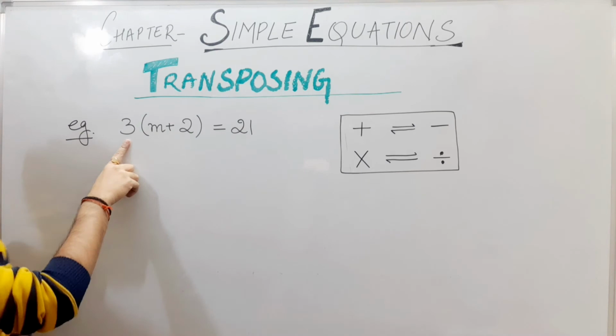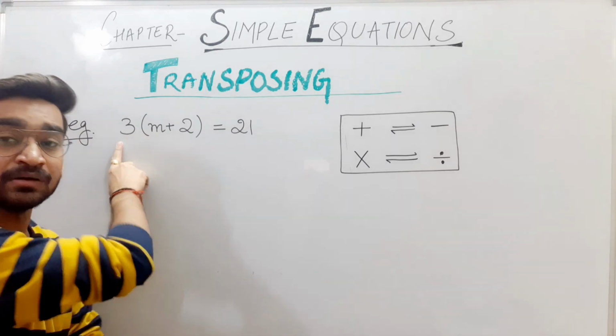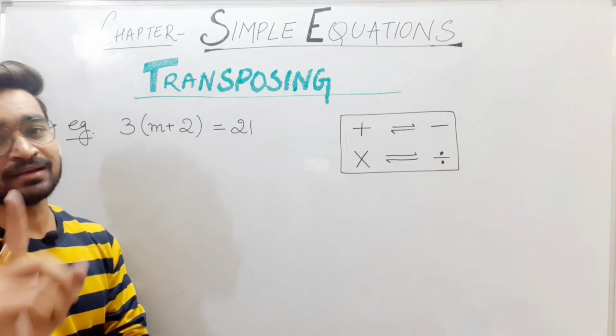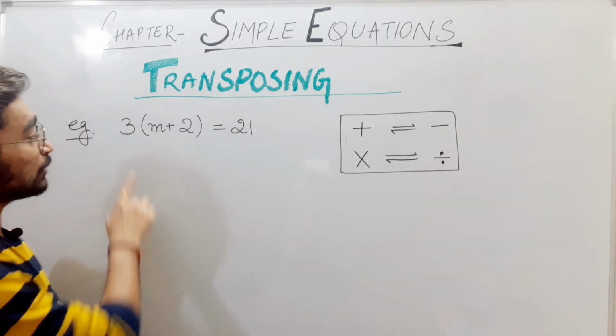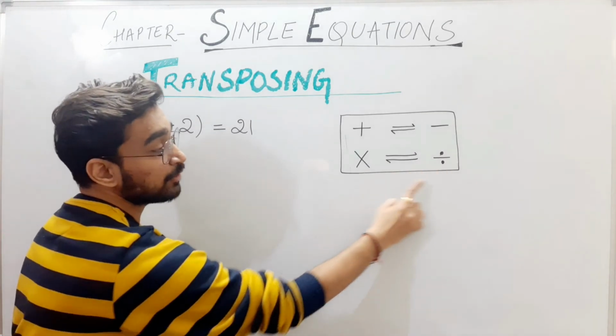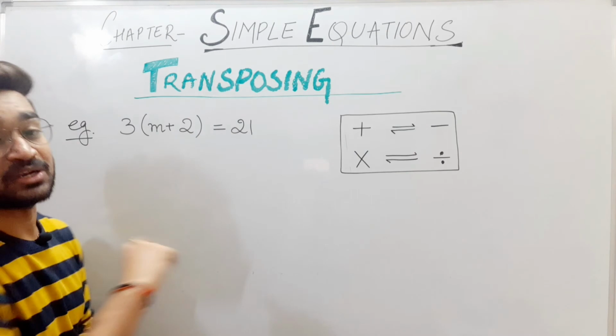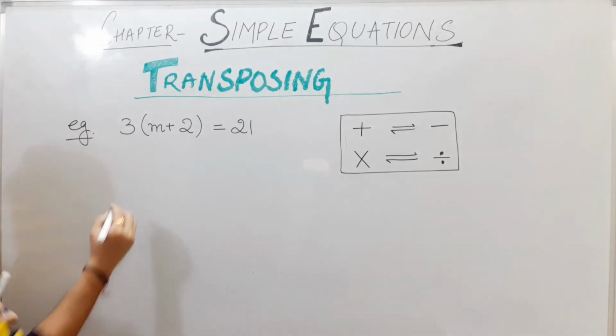Now this 3 is in which symbol? If there is no symbol between the bracket and the number, it always indicates that it is multiply. So if it is multiply here, it will go here in multiply. The opposite of multiply is division. So it will jump here to this side in division. Let us write how it will be.